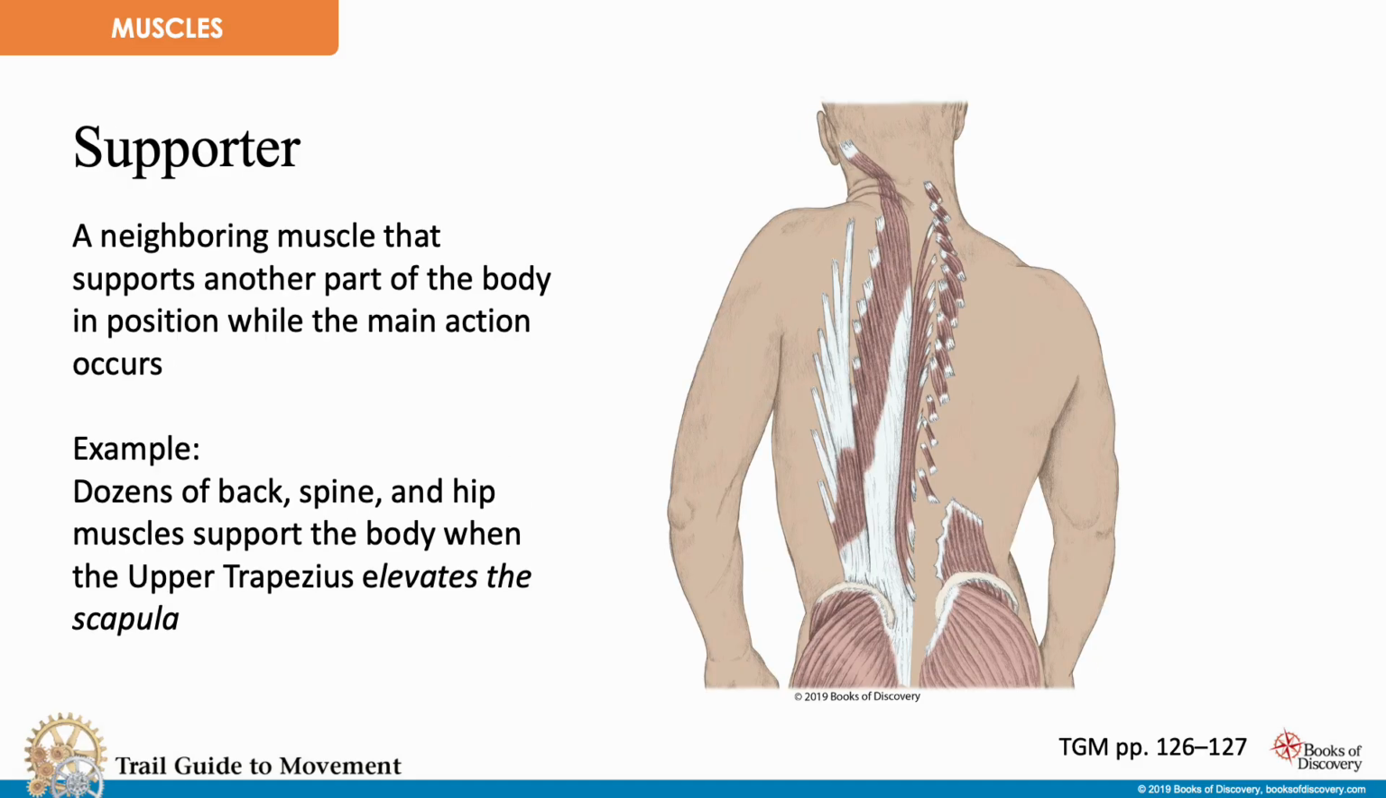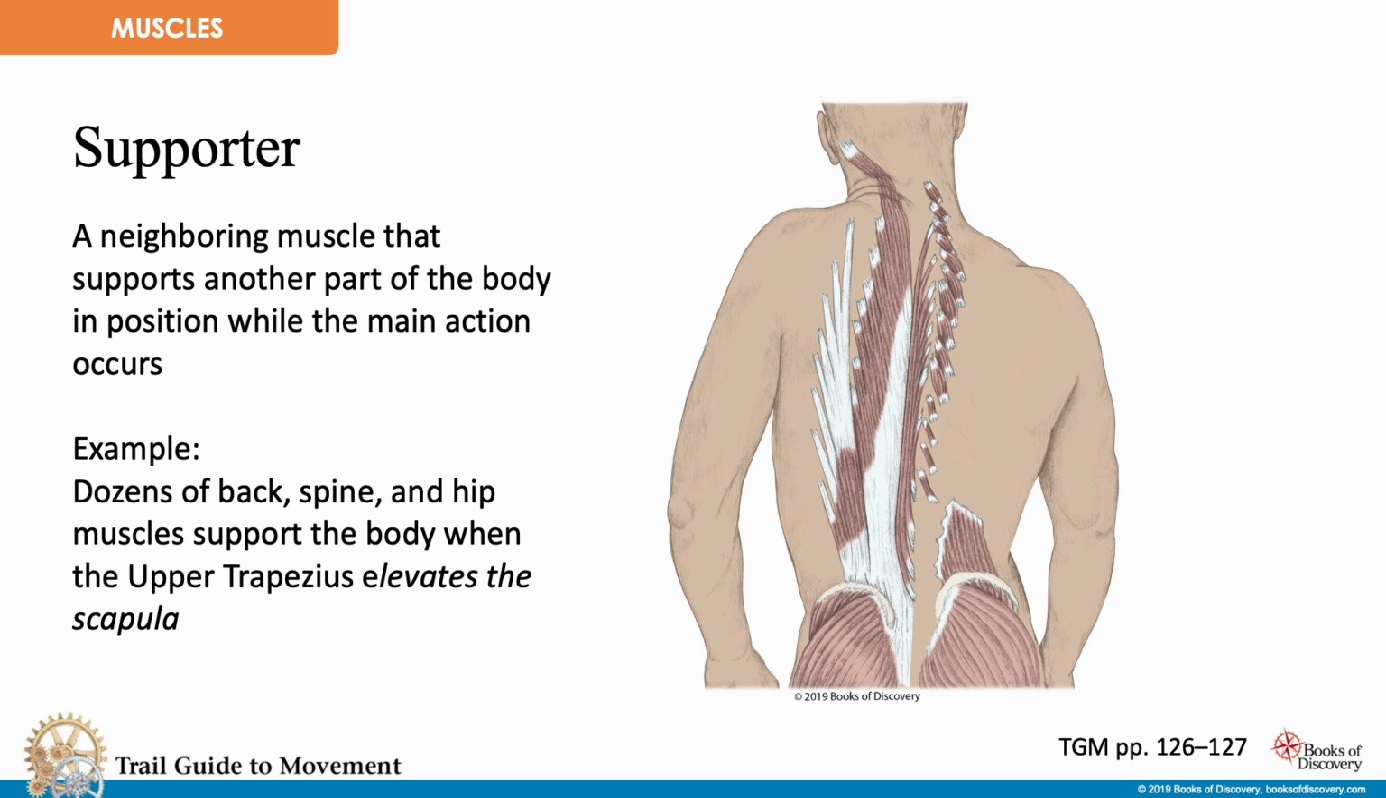Moving on to the supporters. While the agonist is the star and the synergists are the supporting actors, the supporters are like the stage itself. They provide the foundation that allows the whole production to happen. A supporter doesn't necessarily cross the joint where the movement is happening. Instead, it works further away to keep the rest of the body stable. Think about it like this.